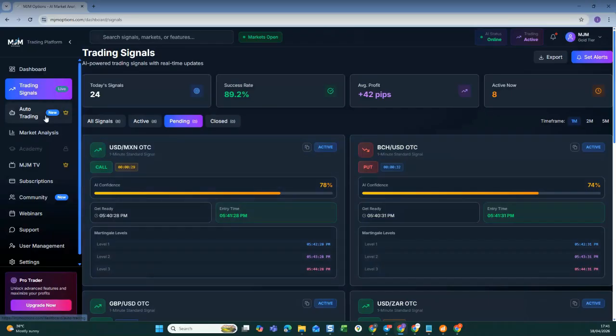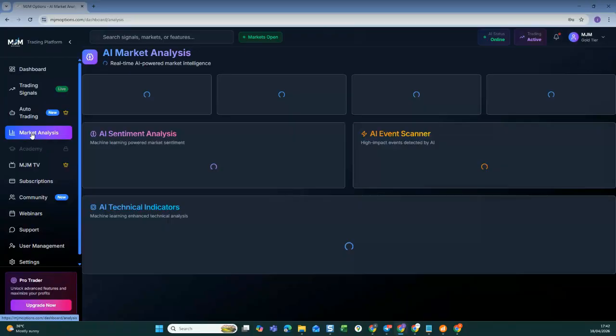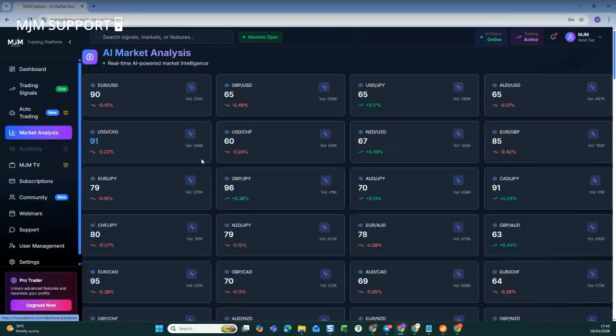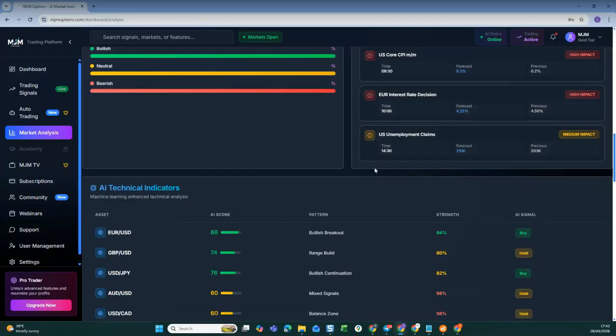The auto trading is very simple. Log in to your account, make sure your account is above 1,000. What you do next, you then leave it and let the AI trade for you. So that's basically how it is. The next thing we have is AI sentiment analysis and the AI event scanner, and technical intelligence.